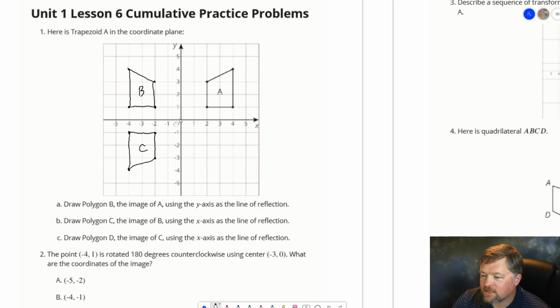If we reflect C over this axis, this point here will go 1 unit away, so 1 unit up here, 4 units away, 3 units away. Hey, look, this spot right here isn't just figure B. This is also figure D. Both of those match right there.